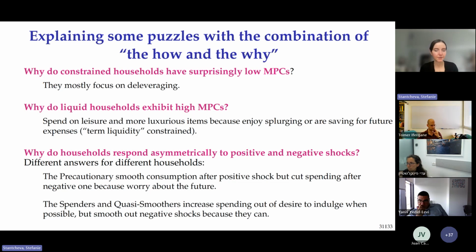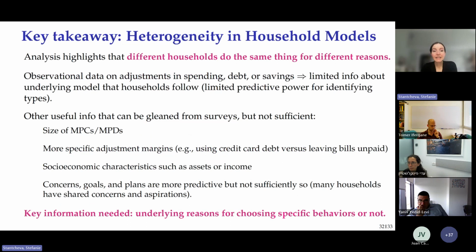So again, you see that the same observed behavior can be explained by very different things. And that's why it's important to dig into the actual reasons for why households do or do not do something. And so to me, the key takeaway here to conclude is that there is a lot of heterogeneity in the models households use to react.